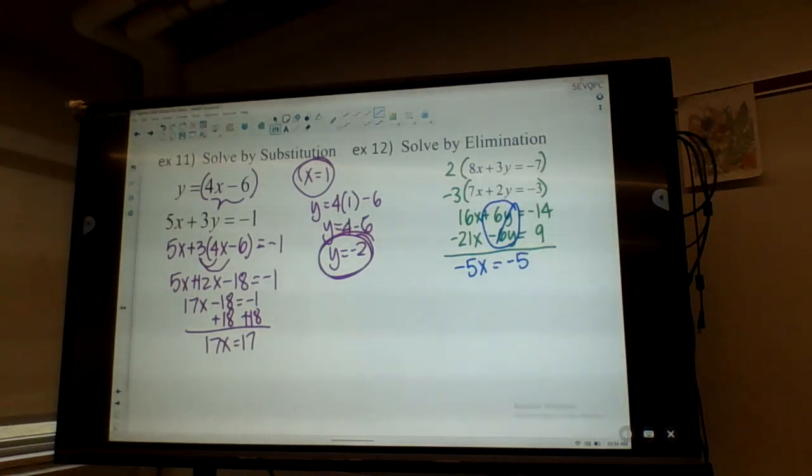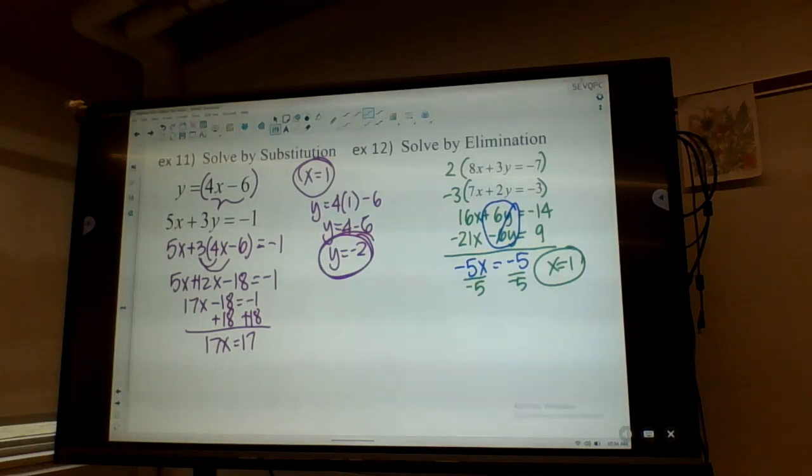So this ends up working out pretty nicely here again. X ends up being 1 again. And once we know x is 1, then we can just substitute it back into either equation to find our y. It doesn't matter which equation I put it back into. I might just use the bottom one because the numbers are a little smaller.